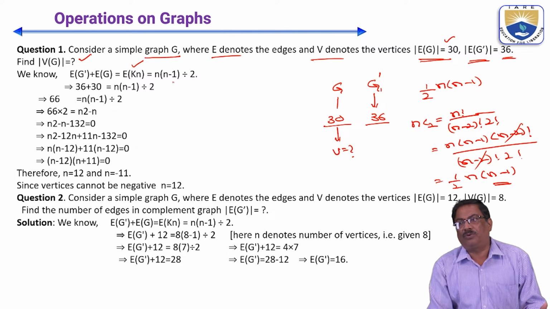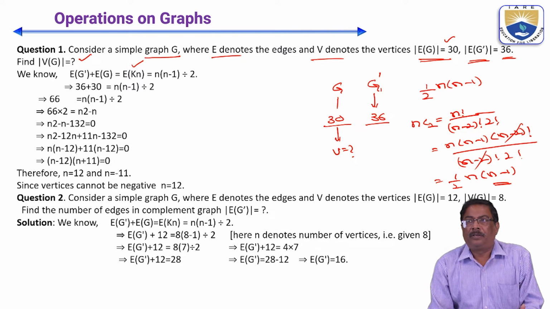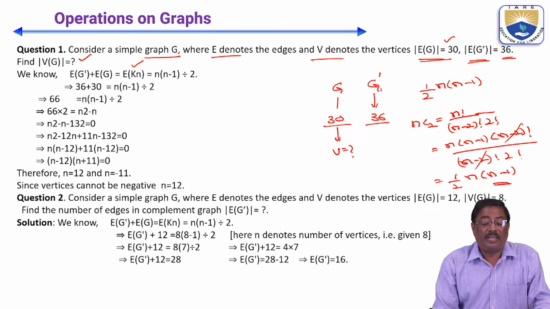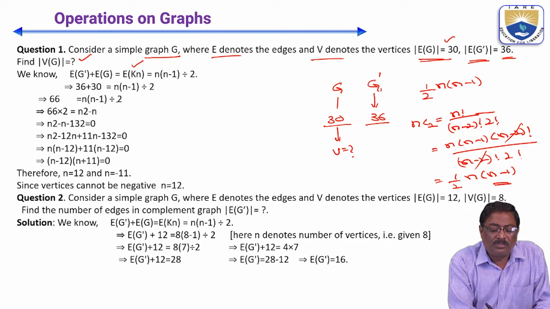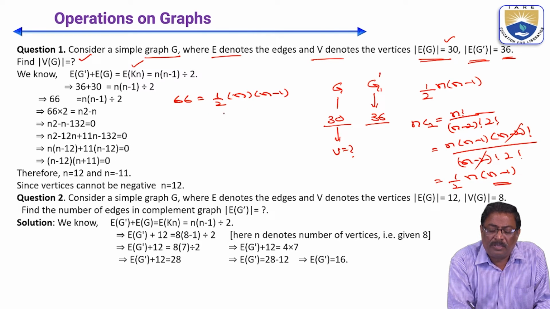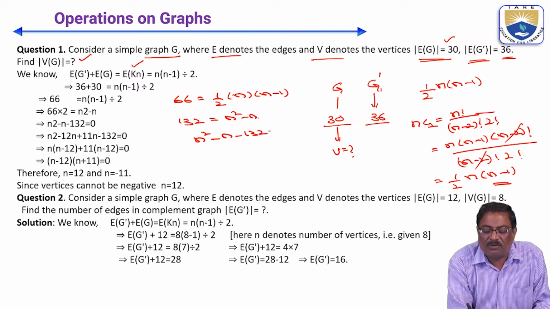So the number of edges in the original graph plus the number of edges in its complement is equal to the number of edges in a complete graph with n vertices. Subsequently we simplify this. So 66 equals 1 by 2 n into n minus 1. So 132 equals n square minus n. So n square minus n minus 132 equals 0.